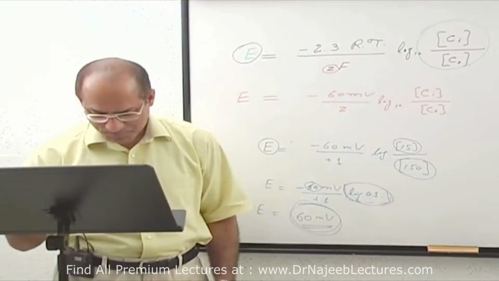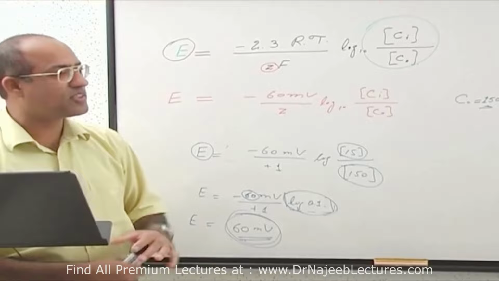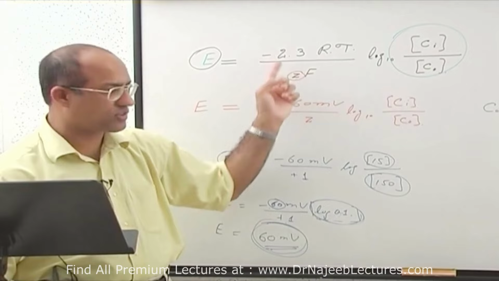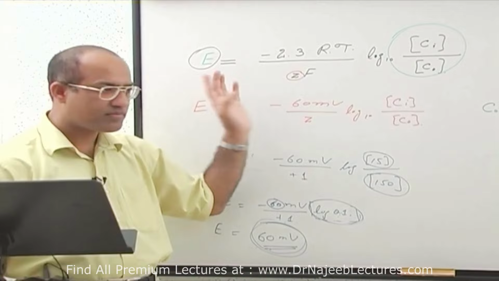Right, after this very simple discussion, you understand that in the Nernst equation there is some constant with the ratio of concentration of the ion in and out, and as that ratio changes, of course, the other things remain constant. For a given ion, as the ratio changes, the equilibrium potential will change. Any question after this? Okay. Now, one more question.